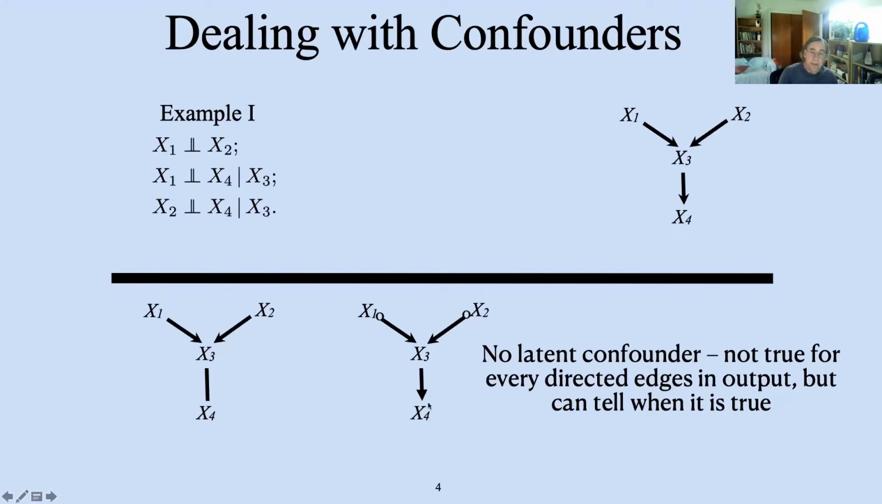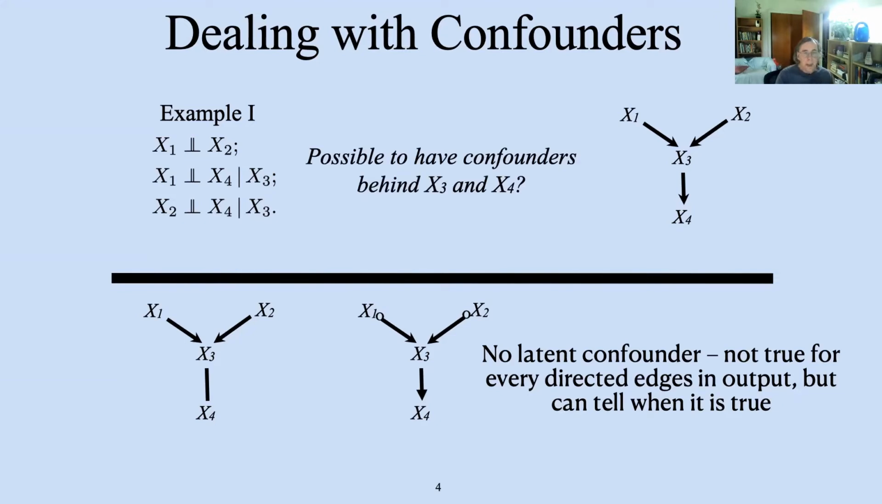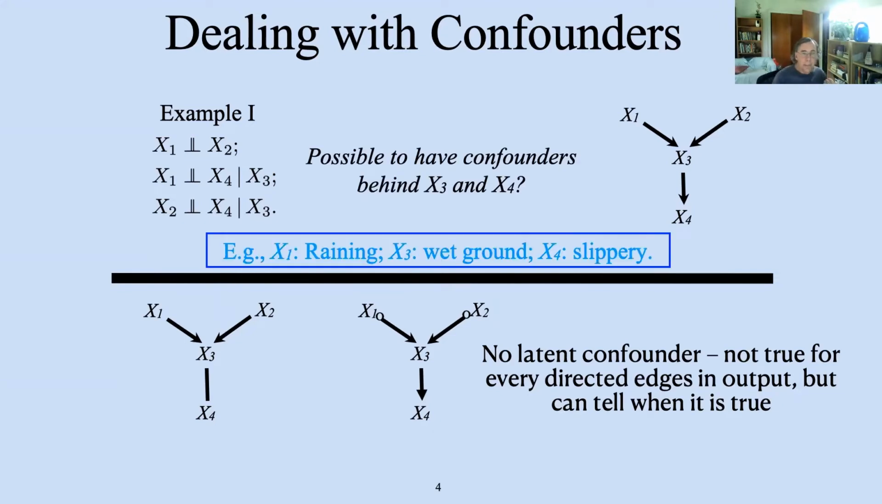However, the edge from x3 to x4, where I have a tail at the x3 end and an arrowhead at the x4 end, is telling me that x3 is definitely an ancestor of x4. Moreover, it's telling me that there's no unmeasured confounder of x3 and x4. So we're going to talk about how we can determine that.